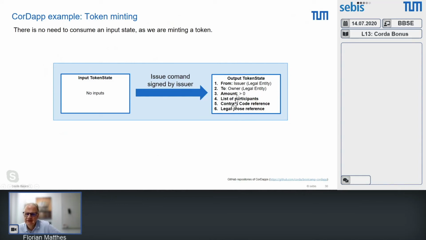And then it would also contain a legal prose reference, which we don't show in this example, which essentially would say which legal contract this is based on. That's also one way of tying it to something like a contract of a contract document. Let's say the contract you signed with the bank on that day, whatever. Okay, so that's the idea that this issue command should perform this transaction.